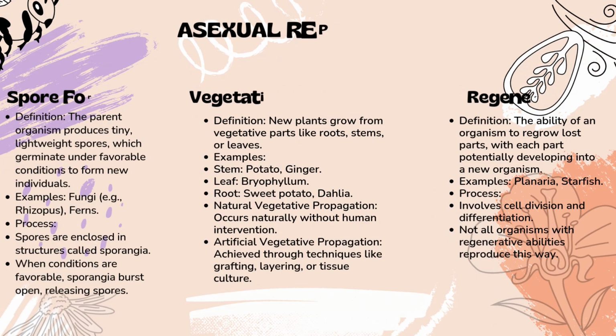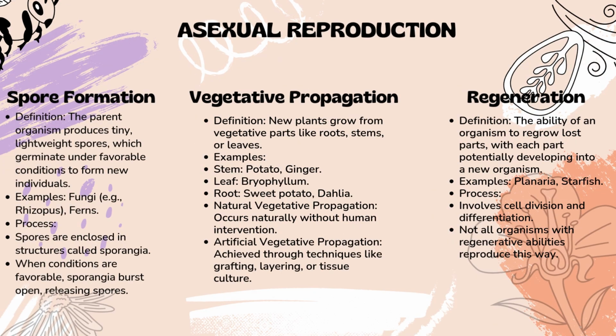4. Spore formation. Definition: the parent organism produces tiny, lightweight spores, which germinate under favorable conditions to form new individuals. Examples: fungi, e.g., rhizopus, ferns. Process: spores are enclosed in structures called sporangia. When conditions are favorable, sporangia burst open, releasing spores.